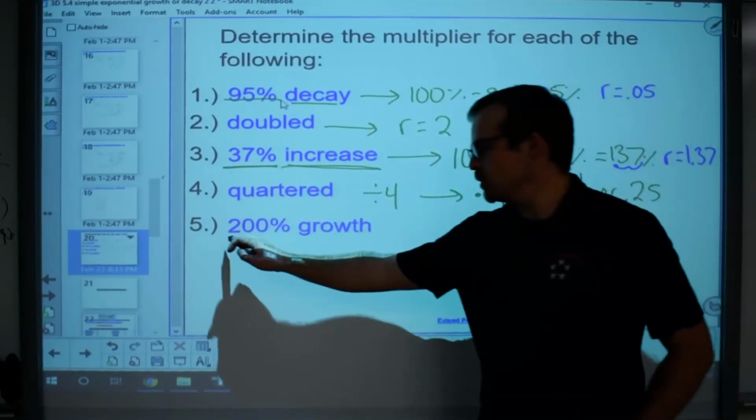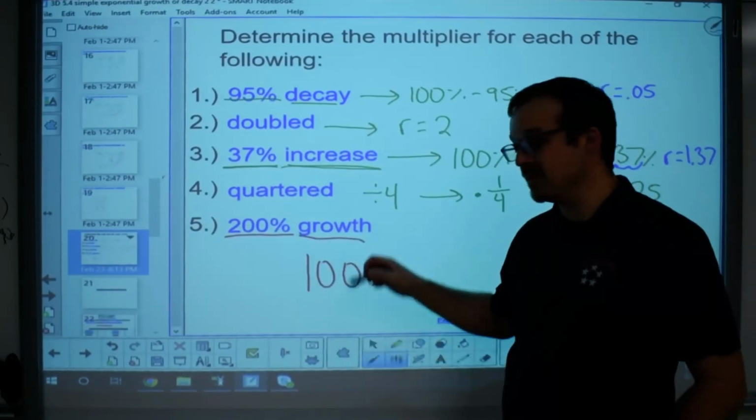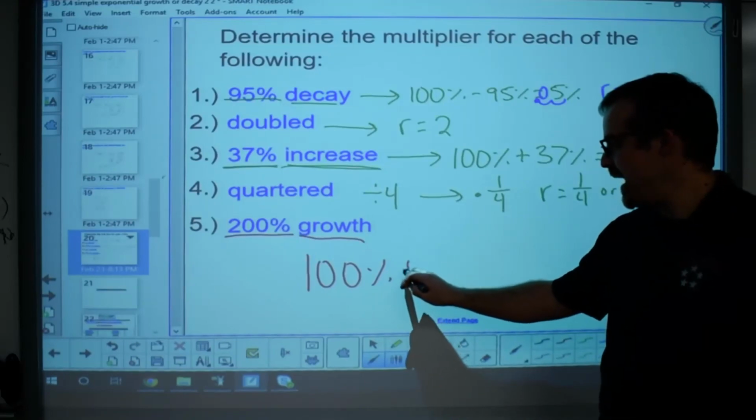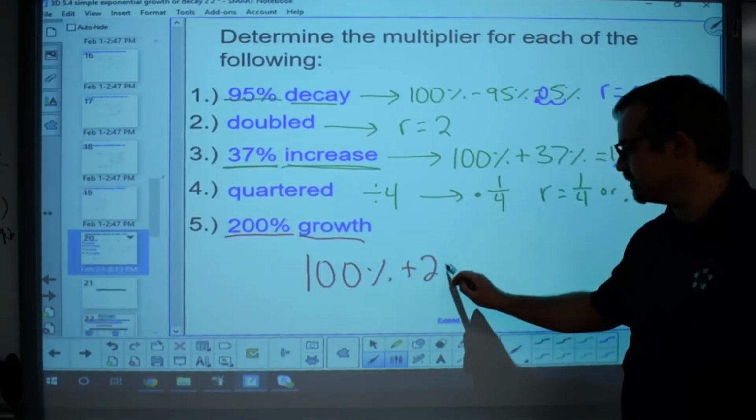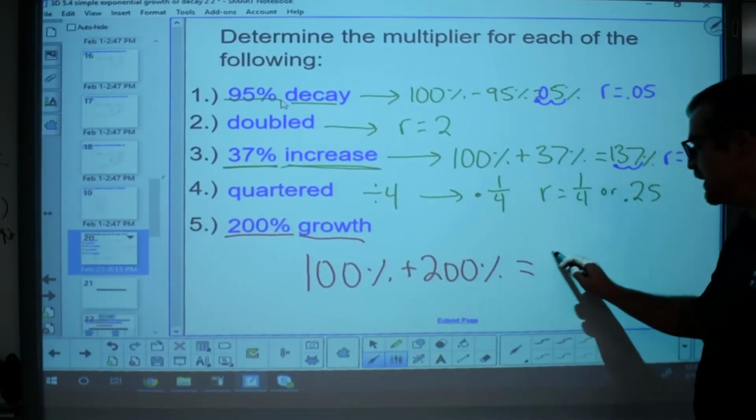200% growth. I see a percent, which means I have to do some conversion. 100% is what I start with. Growing means I'm going to be increasing. That's going to be adding the additional 200%. Well, 100% plus 200% is 300%.